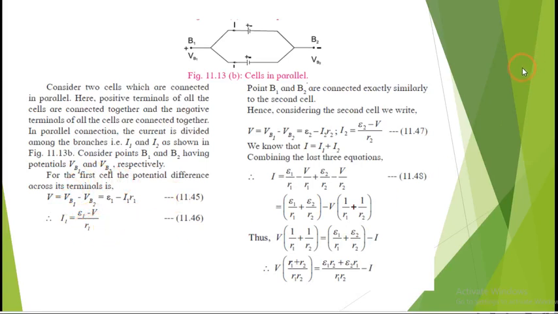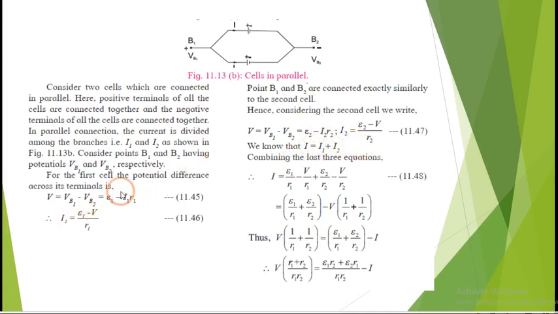B1 and B2 are connected exactly similarly to the second cell. So exactly similar to this, the second becomes I2 is equal to epsilon 2 minus V upon R2. Now we know that when they are parallelly connected, their current will add. So I will be I1 plus I2.